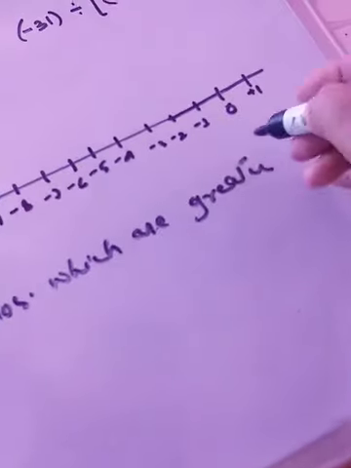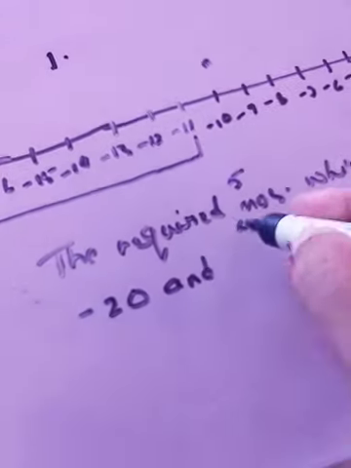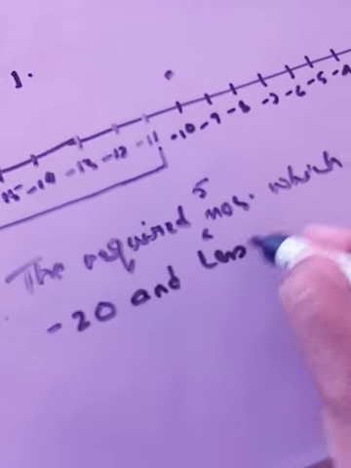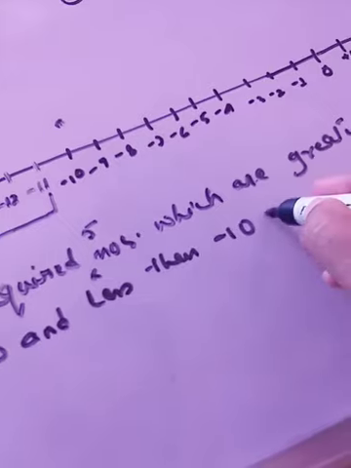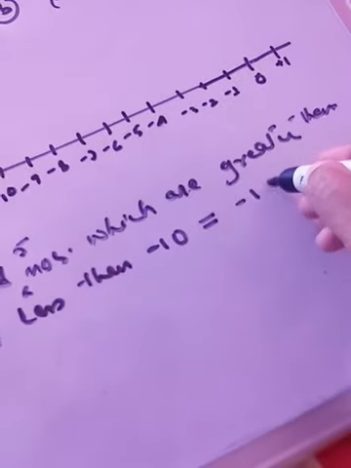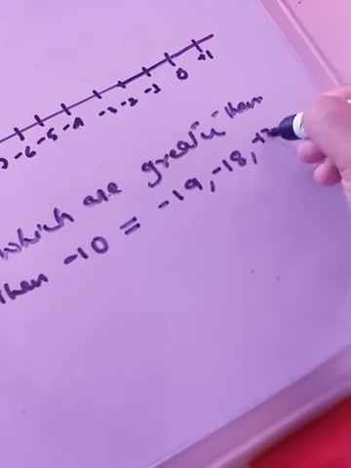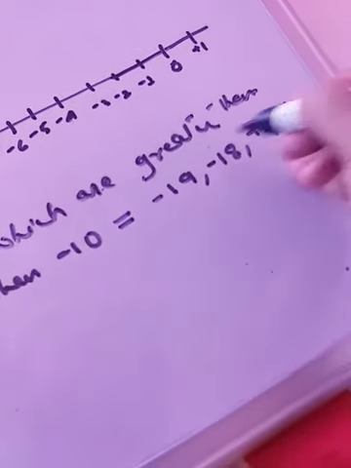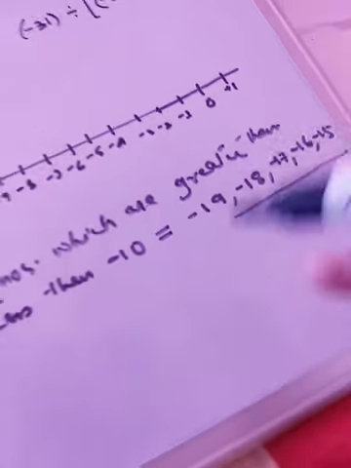5 numbers which are greater than minus 20 and less than minus 10 equals to what? Minus 19, minus 18, minus 17, minus 16, and minus 15. So these are my requirements.